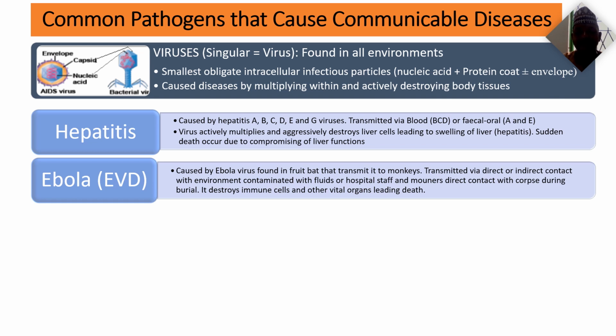Transmission of Ebola in humans is through direct or indirect contact with an environment contaminated with the fluid, or hospital staff and mourners when they have direct contact with the corpse, maybe during the burial. However, once the virus gets into the body, the virus multiplies in the immune cells and destroys the immune cells, making the immune system deficient.